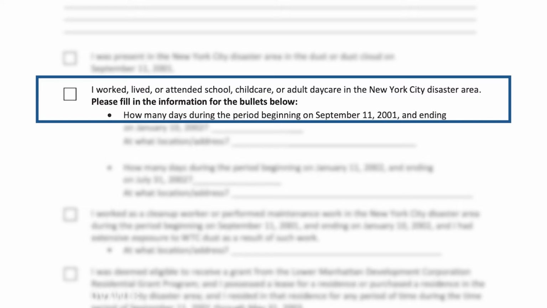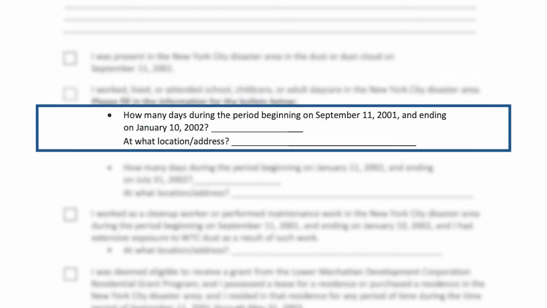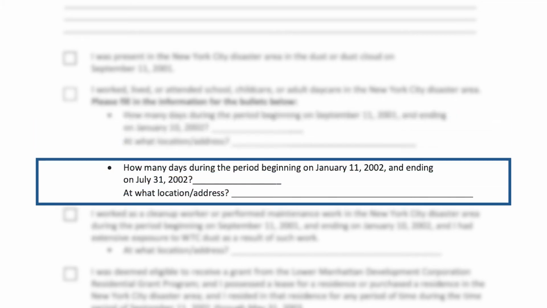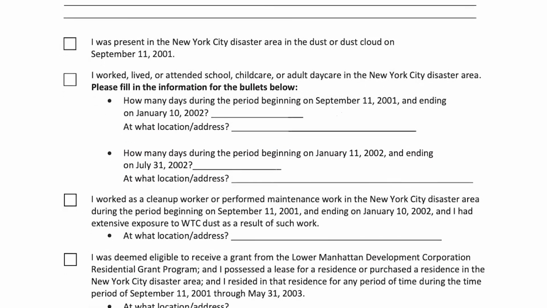Check the second box if you worked, lived, attended school, childcare, or adult daycare in the disaster area. Then insert the number of days you were there between September 11th, 2001 and January 10th, 2002, and your location at that time. Next, insert the number of days you were in the disaster area from January 11th, 2002 through July 31st, 2002. Now put in the location or address of where you were during that time.